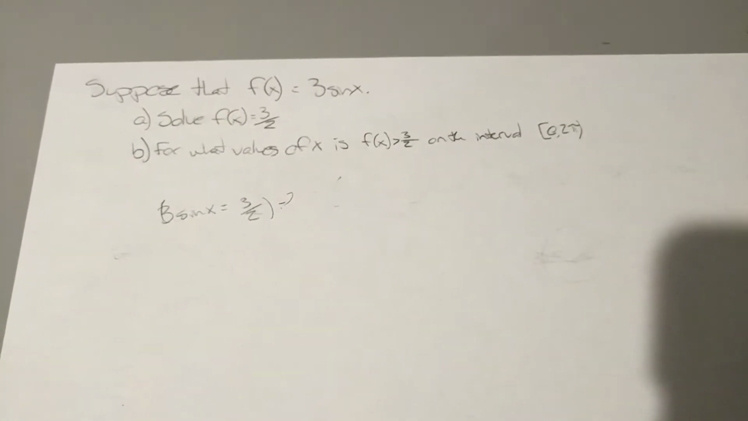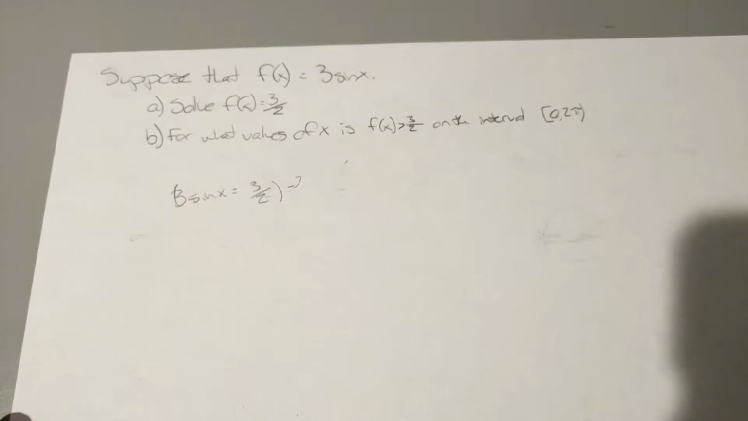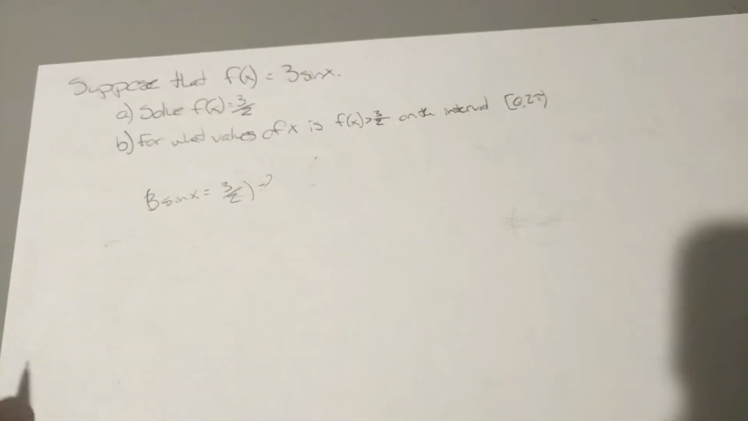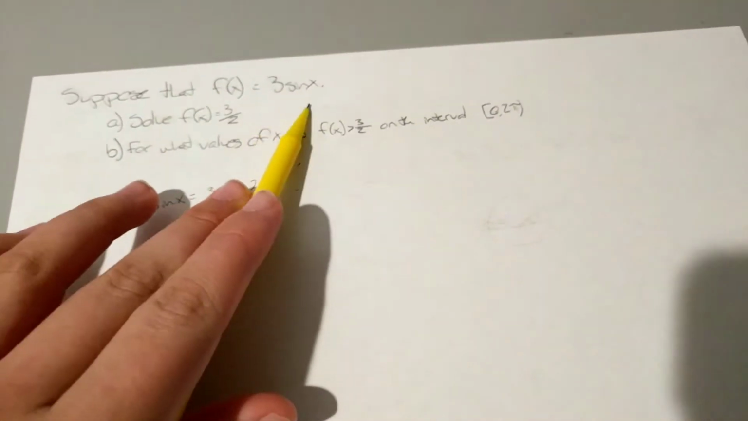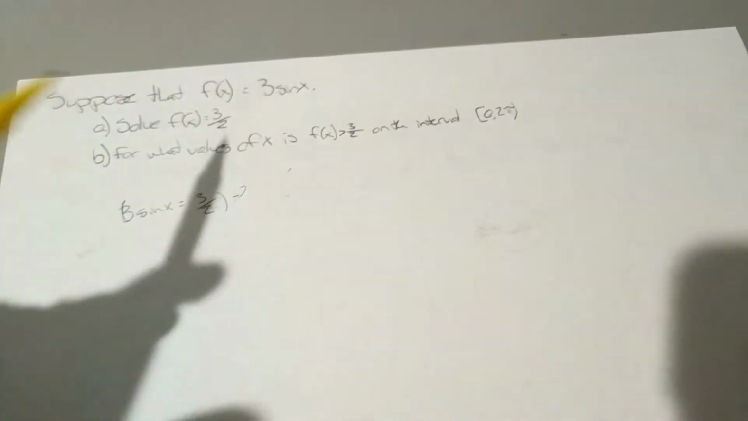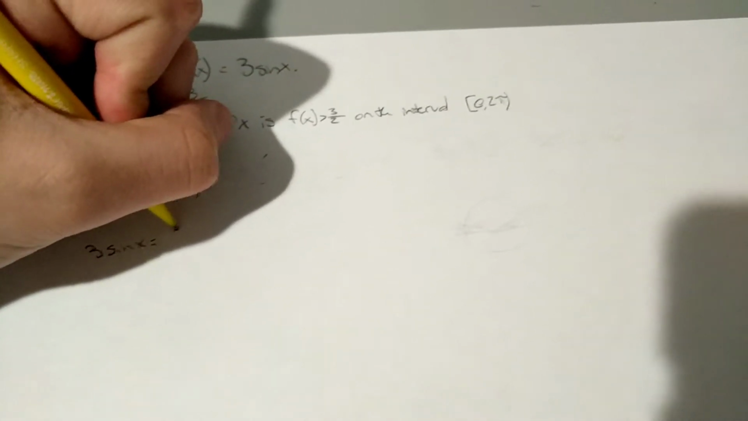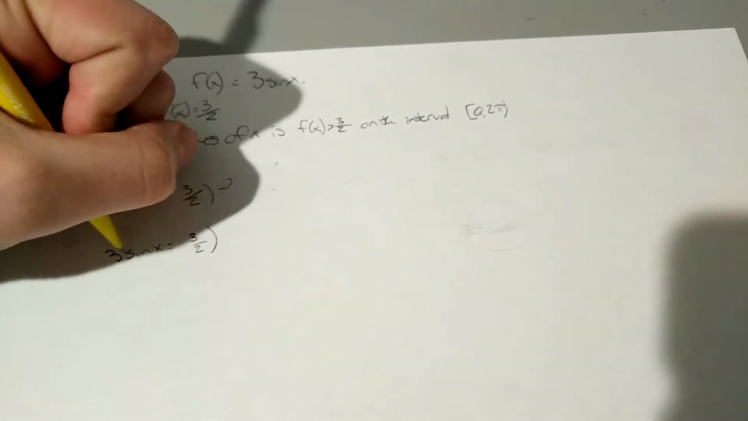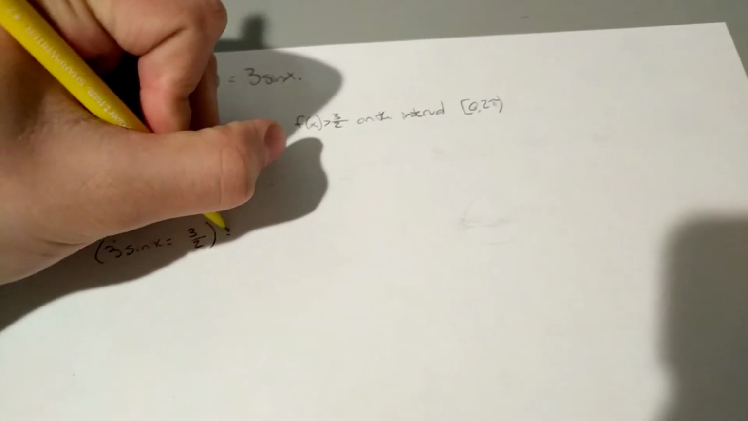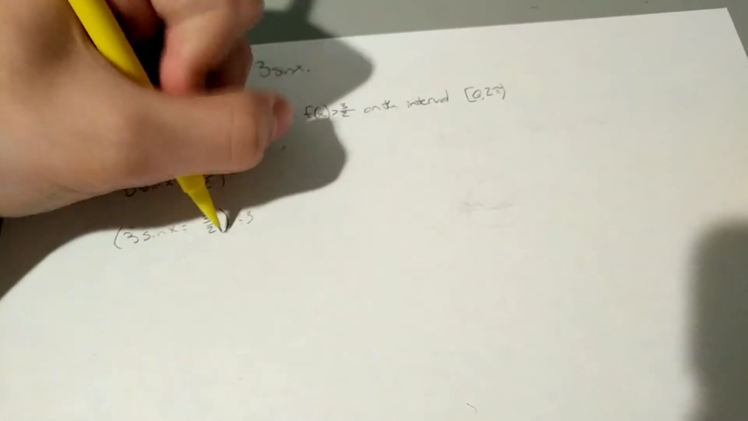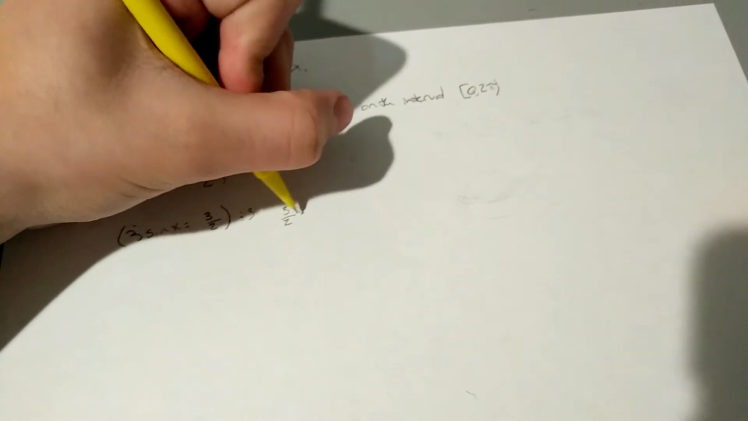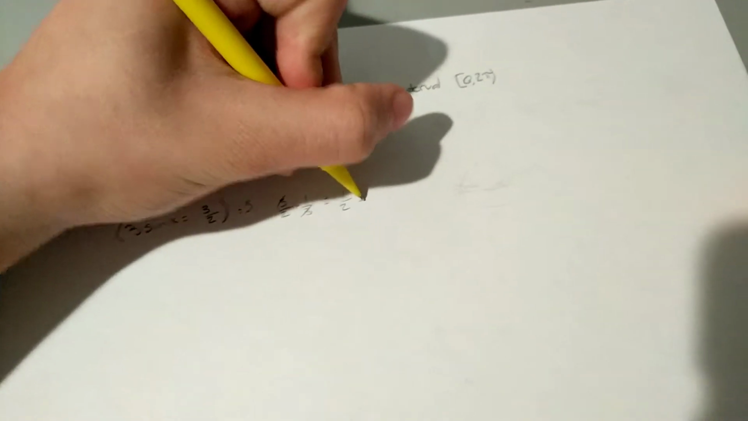Suppose that f of x equals 3 sine x. Solve for f of x equals 3 over 2. So first I'm going to say that if A implies B and B implies C, then A implies C. So I could say 3 sine x is equal to 3 over 2. The next thing I'm going to do is divide by 3, because 3 sine x does me no harm. So it's going to be 3 over 2 times 1 over 3, which is equal to 1/2.